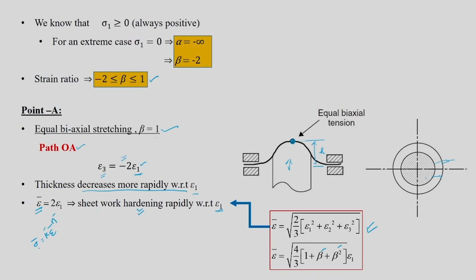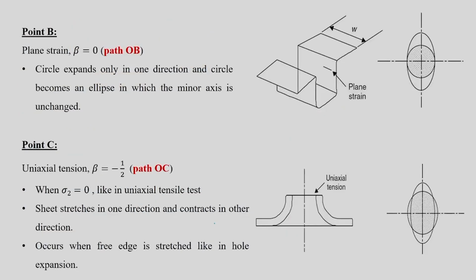With respect to what? Because when we are saying thickness is going to decrease rapidly and strain hardening is going to be rapid, with respect to what? With respect to epsilon 1, but then we are also comparing with other strain paths. Let us go for point B. Wherever you have this OB strain path, you will see that a circle will become an ellipse, but the change in dimension in this direction is going to be negligible. So, it will remain as a plane strain type of analysis. It will become plane strain.